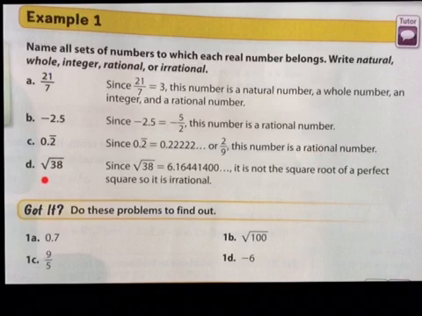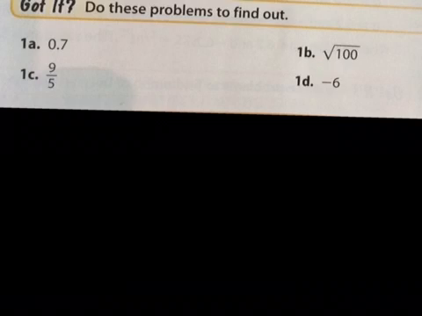But the square root of 38 is 6.1644140, meaning it continues, it's not terminating, and it is not the square root of a perfect square, so it is irrational. Okay, let's try 1a to d. You can go ahead and try it on your own in a notebook and see if you get them all correct. Pause now and try it on your own.